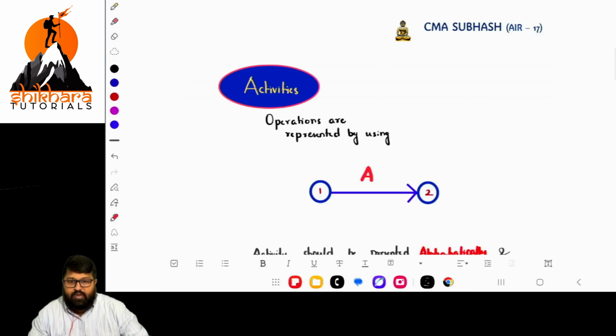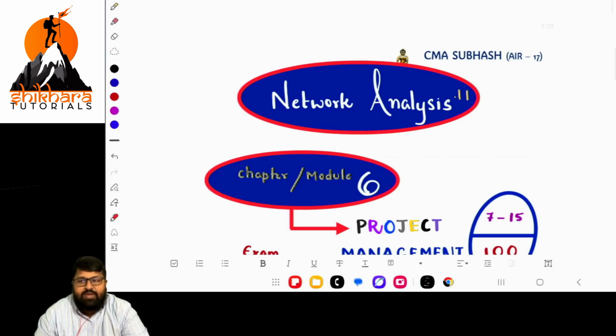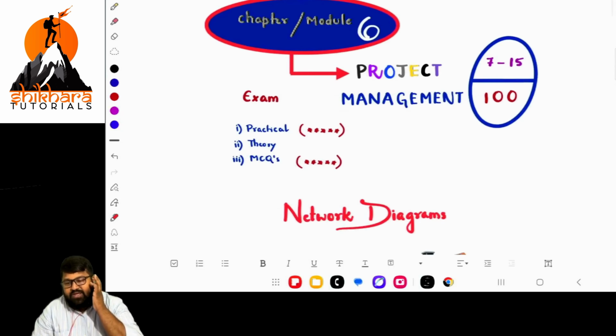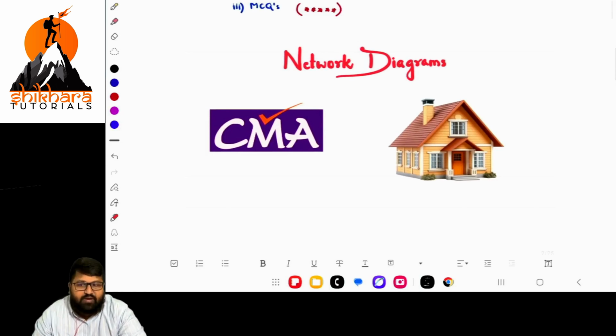So hi guys. In this session we are dealing with a most important topic. When you are going with both CMA Inter and CMA Final, you have a common topic called network analysis. So we are dealing with network analysis. Here, what is the basic theme? What is the purpose of network analysis?